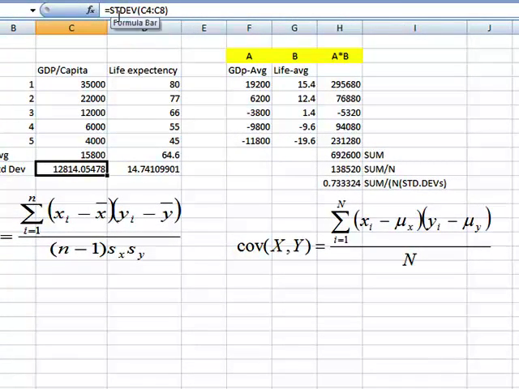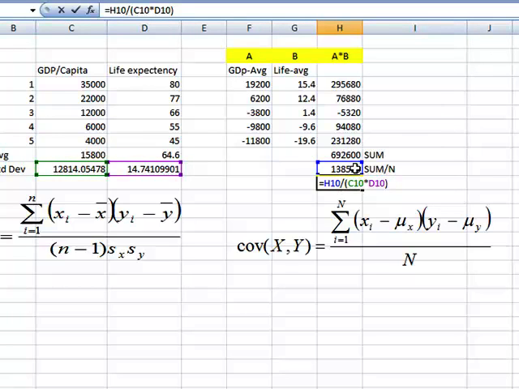Look at the cell here. The formula for standard deviation, the command is type STDEV, standard deviation, and then highlight the range, and you get the standard deviation in Excel. And I take these values here, and I divide the above, which is the sum of the multiplication of deviations around the mean for the two variables, and then I divide them further by the product of the two standard deviations, and this gives me the correlation coefficient.